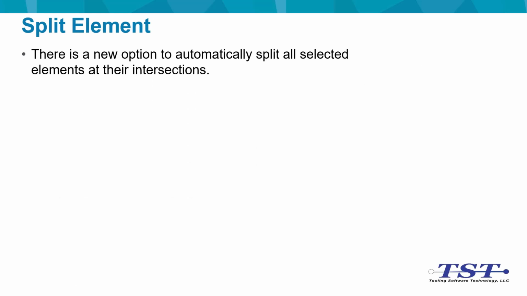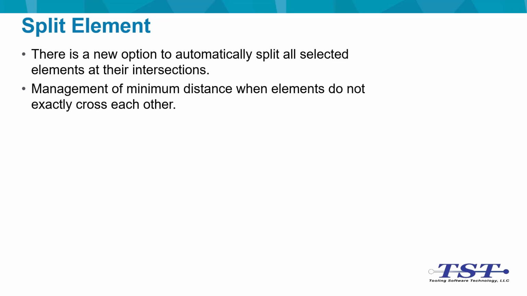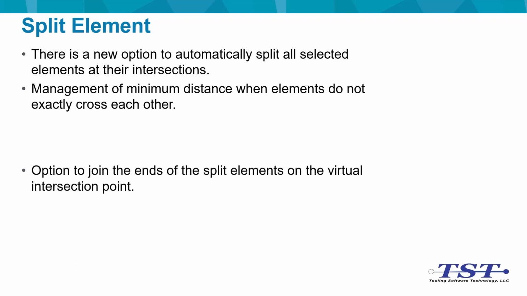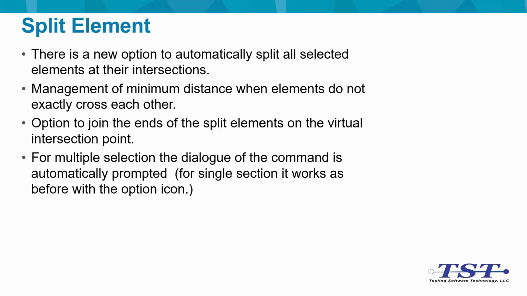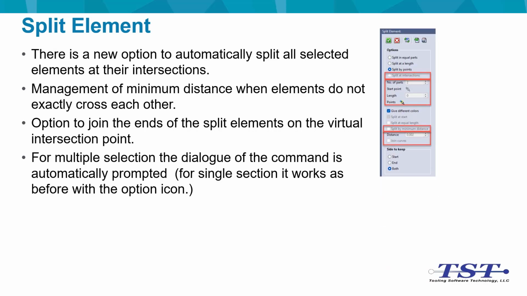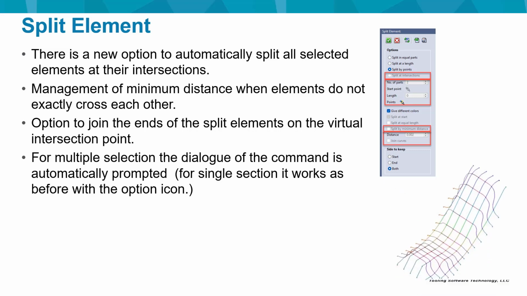Within split elements, there is a new option to automatically split all selected elements at their intersections. So you can manage a minimum distance. So basically, if your elements are not exactly touching, if they're within that minimum distance and they cross, it will allow you to split it. There's an option to join ends at split for virtual intersection points. And for multiple selection, the dialog command is automatically prompted for selecting sections that work basically before the option here. So you see the dialog that we have, all the new highlighted features are available in split elements.